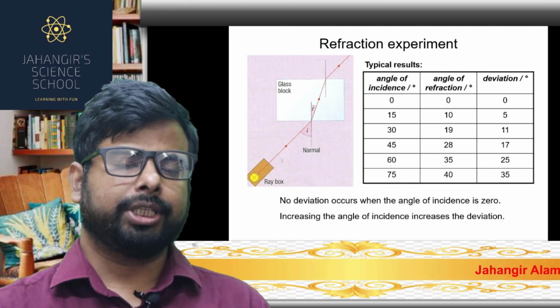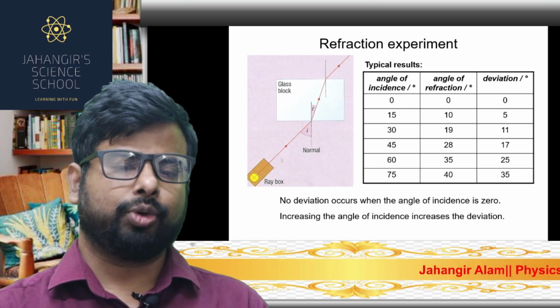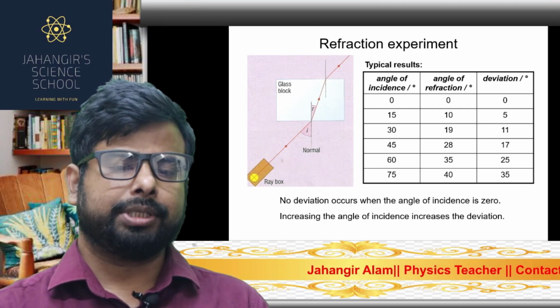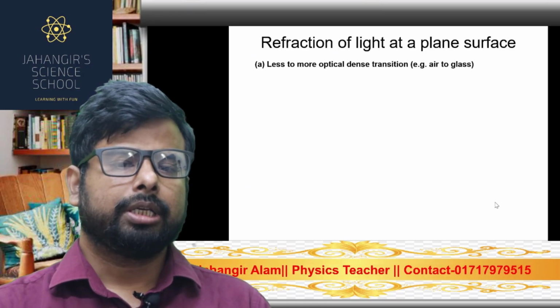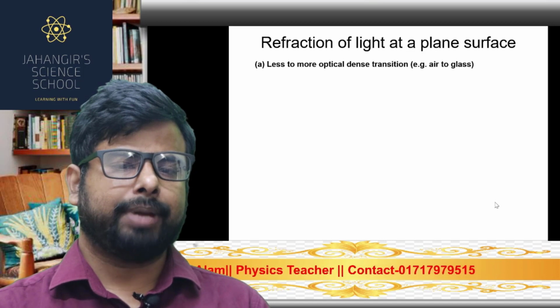Remember, no deviation or refraction occurs when the angle of incidence is 0. Increasing the angle of incidence increases the deviation. Refraction of light at a plane surface.